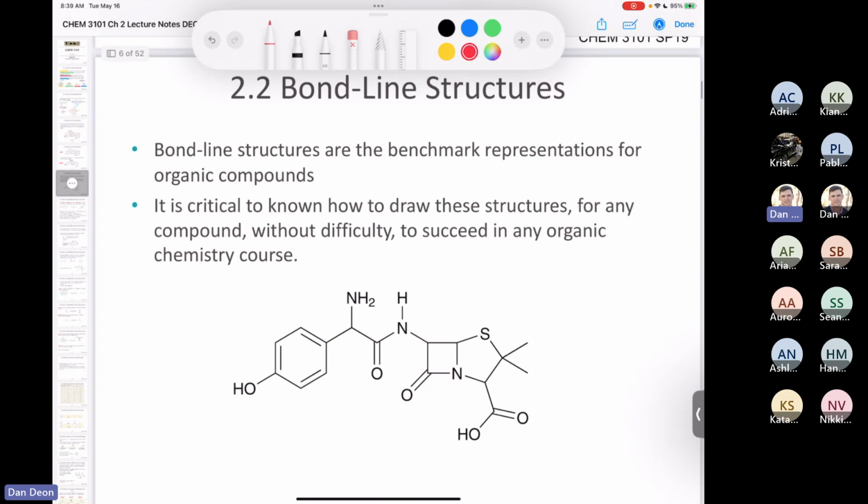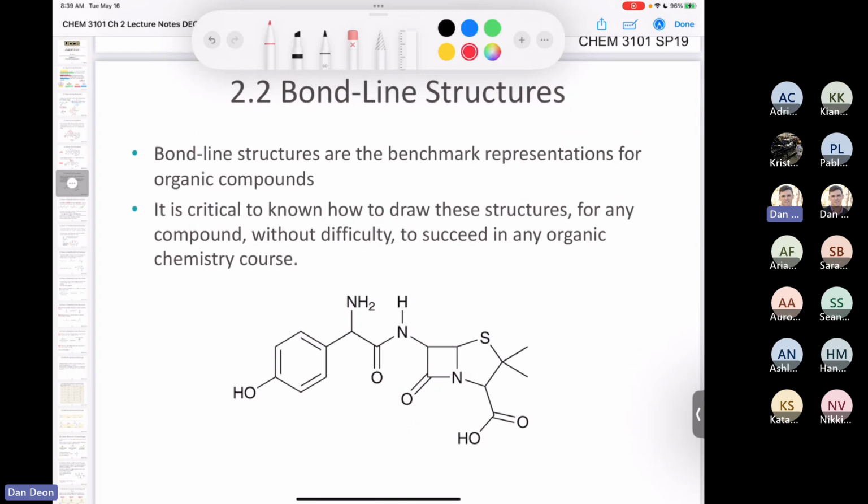So bond line structures, again, just to rehash, are the benchmark representations for organic compounds. It is critical to know how to draw these structures for any compound without difficulty to succeed in any organic chemistry course. So notice it says you should be able to draw these without difficulty. That means you have to master the subject of bond line structures. It cannot be escaped, my friends. You have to master it because it's what I'm going to use all the time moving forward. It's what our textbook is going to use most of the time.